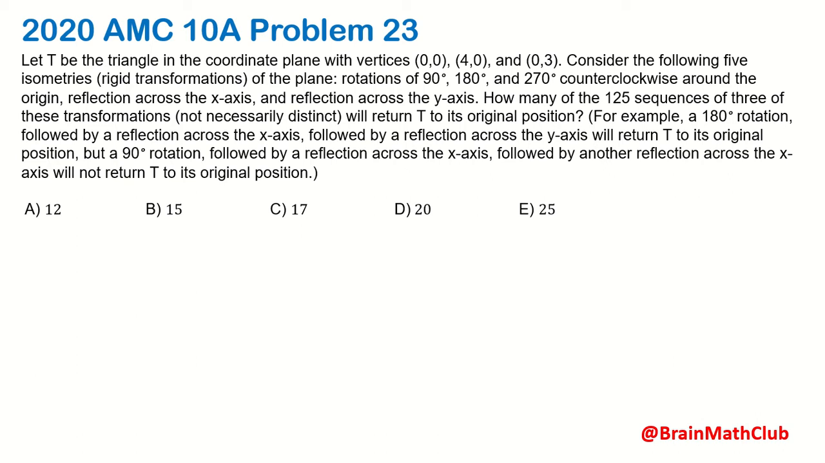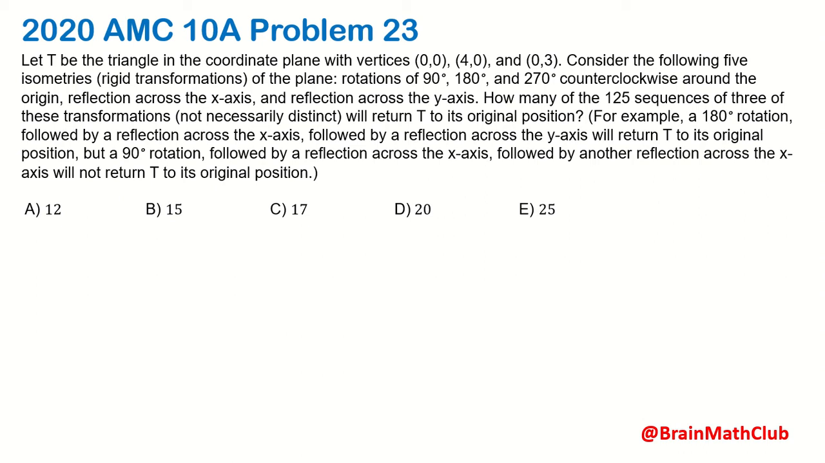across the y-axis. How many of the 125 sequences of 3 of these transformations, not necessarily distinct, will return T to its original position? For example, a 180-degree rotation followed by a reflection across the x-axis followed by a reflection across the y-axis will return T to its original position, but a 90-degree rotation followed by a reflection across the x-axis followed by another reflection across the x-axis will not return T to its original position.